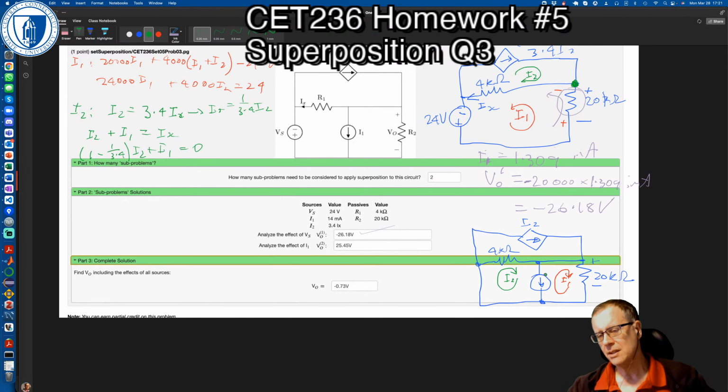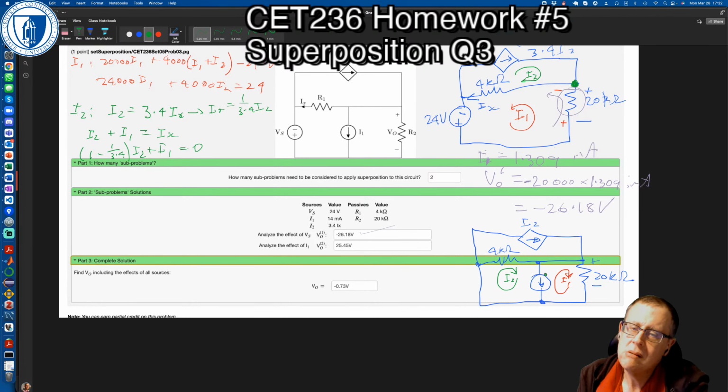I don't know whether we can do mesh analysis easily with this one, because we've got two current sources. And remember, with mesh analysis, we don't want to do KVL, Kirchhoff's voltage law, because we don't know what the voltage drop across the current sources is. So let's have a think about how we could do it. Oh, it's not too bad, right?